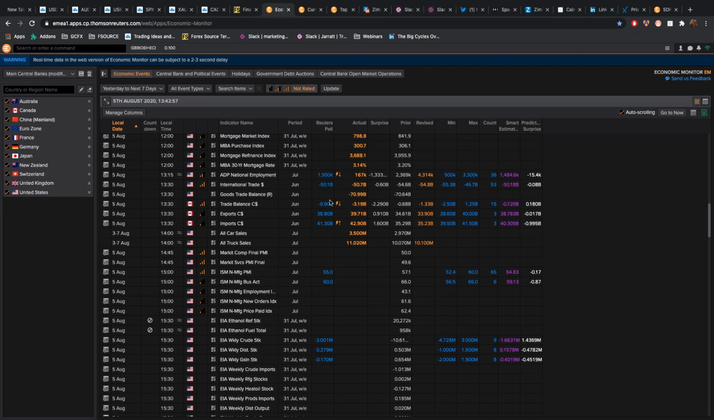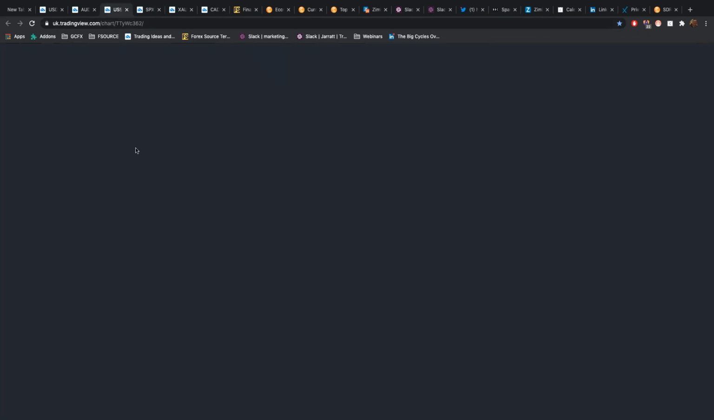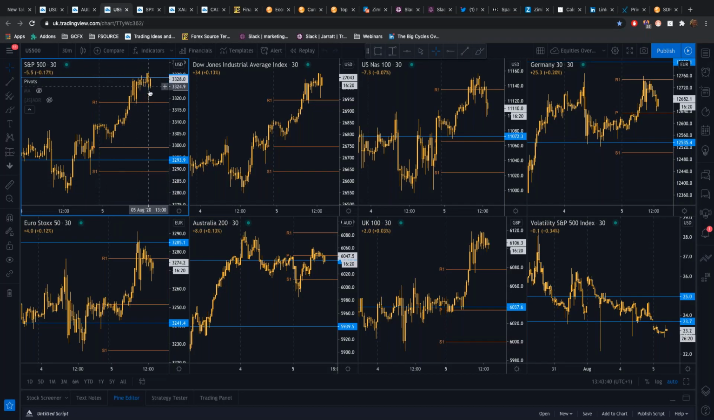We had ADP come out. Now, that is a negative for risk, because the ADP national employment number was expected to be 1.5 million. We've actually seen 167,000 jobs added. That's below the minimum expectations of 500,000. So that is a negative view for stocks. Let's see how the S&P 500 reacted to that. You can see here, the S&P 500 selling off heavily on that news, but it has found some buyers.